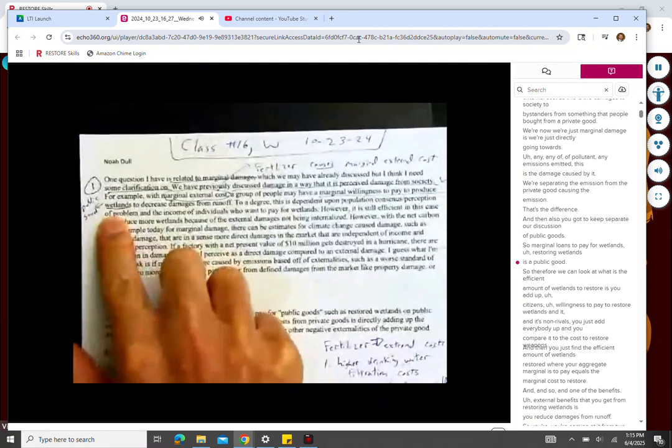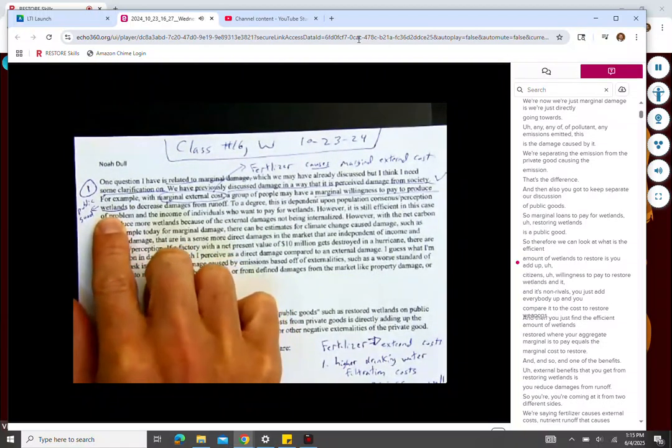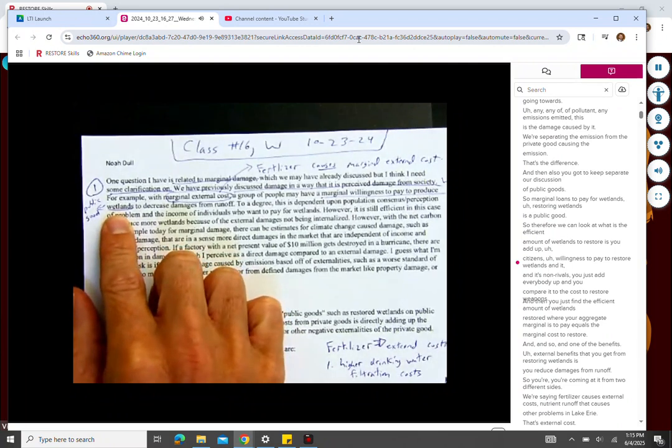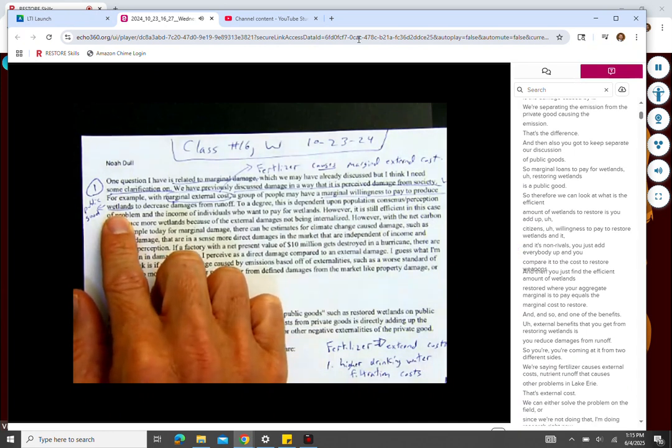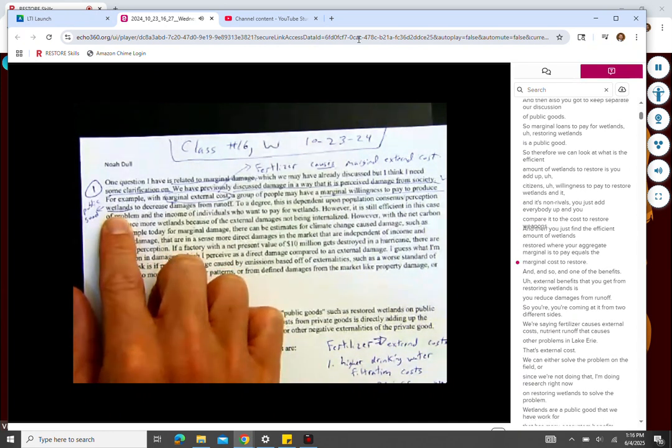That's the difference. And then also you've got to keep separate our discussion of public goods. So marginal willingness to pay for wetlands. Restoring wetlands is a public good. And so we can look at what is the efficient amount of wetlands to restore: you add up citizens' willingness to pay to restore wetlands, and it's non-rival, so you just add everybody up and compare it to the cost to restore wetlands. The efficient amount of wetlands restored is where your aggregate marginal willingness to pay equals the marginal cost to restore.